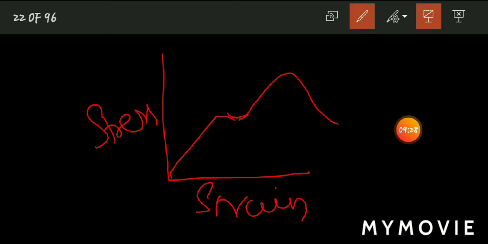For this, I'll give you an example. Take a rubber band between your two fingers, or a spring between your two hands, and try to stretch it. If you stretch it to a point and then remove the force, it will recoil to its original shape. Until that point it is said to be elastic. Whenever the material is able to recoil to its original position, it is called elastic.